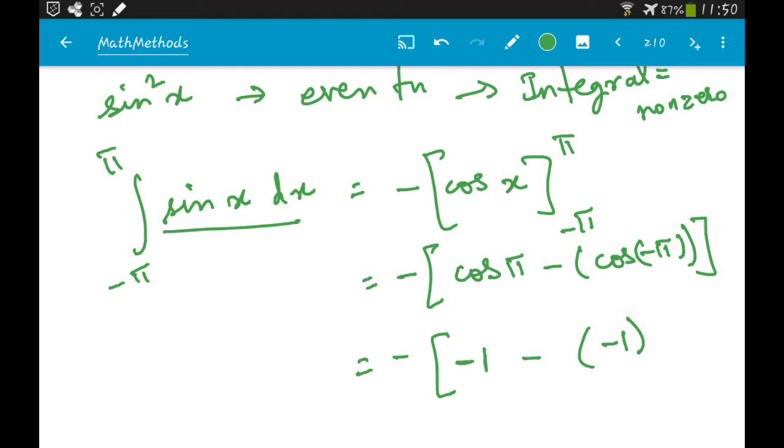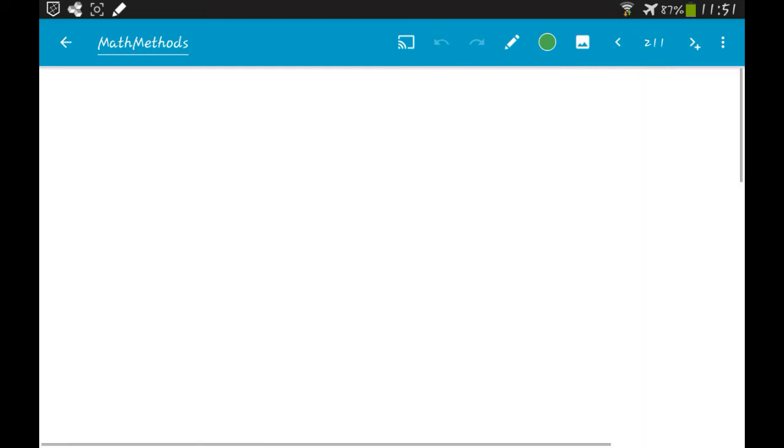So cos pi is minus 1 and cos of pi again is minus 1. So you are going to have minus 1 minus minus 1. So this is 0. Okay. So for an odd function, the integral turns out to be 0. Okay. Now let's calculate for cos square x.